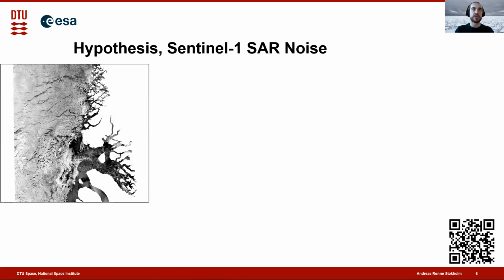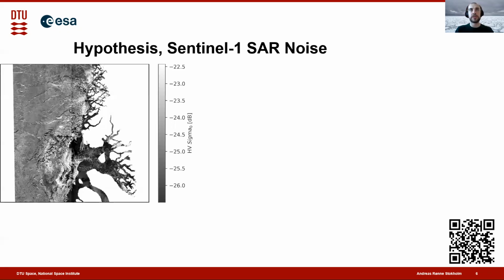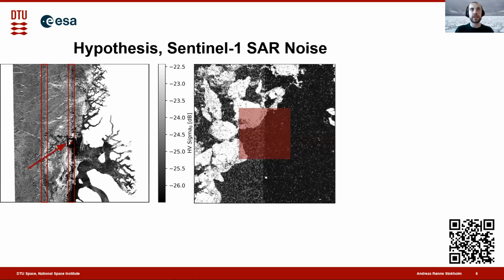The second hypothesis is related to the SAR noise apparent in the Sentinel-1 measurements. This is particularly visible in the HV channel with long vertical lines at the subswath transitions. If we zoom in again, we can clearly see the sharp transitions between the subswaths.